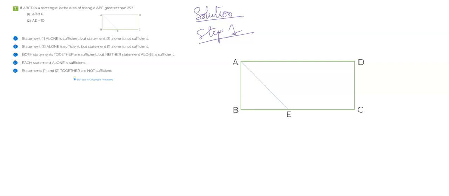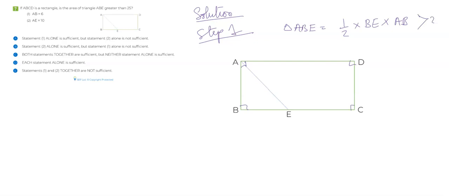In this question, we are given that ABCD is a rectangle. So we can just say that all these angles in this diagram are 90 degrees. And we need to find out whether the area of triangle ABE is greater than 25. In this case, I can write area of triangle ABE is equal to half, base is BE and height is AB.